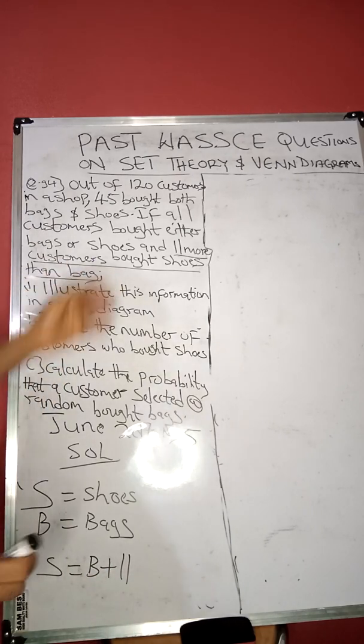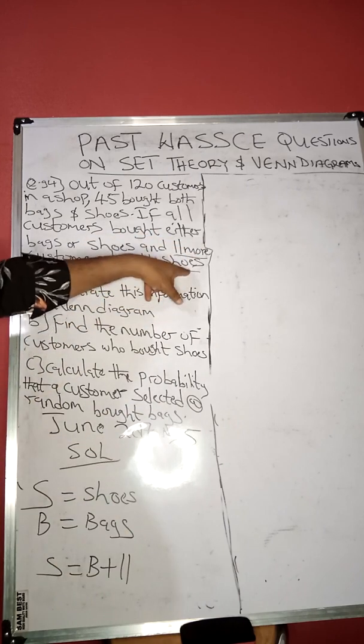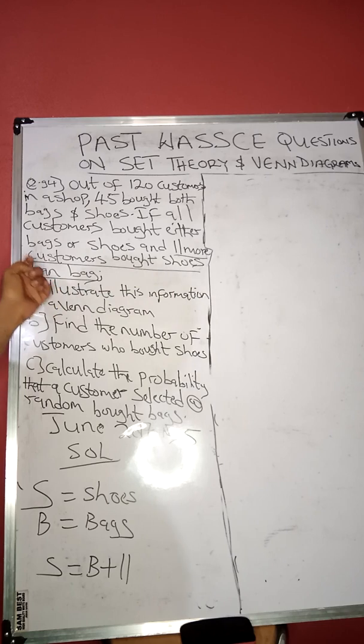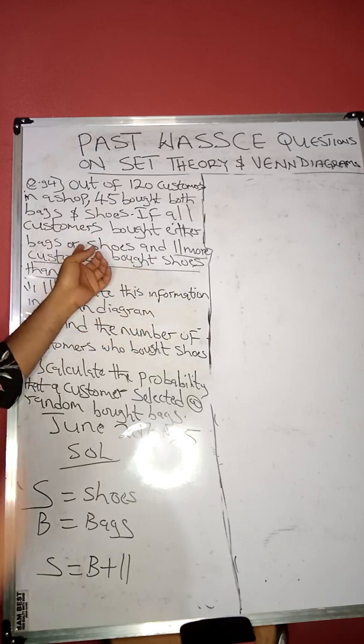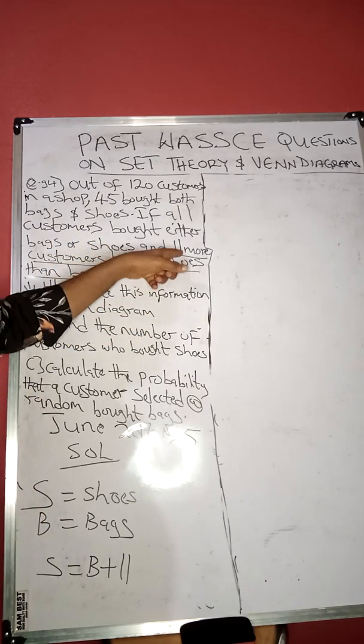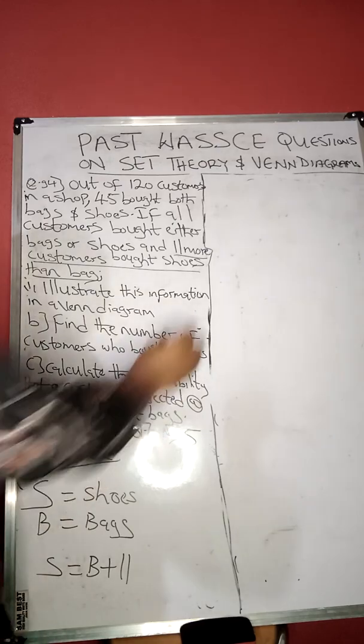Now, why did I write B plus 11? It says 11 more customers bought shoes than bags. So if the number of customers that bought bags is 10, the number of customers that bought shoes will be 11 plus 10 because of these 11 more customers, which is what I'm writing here. That's just the simple mathematical illustration. Now this has significance. Now let's draw a Venn diagram. This is our Venn diagram.